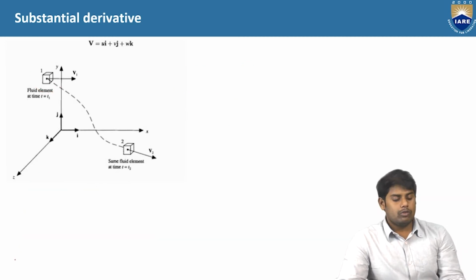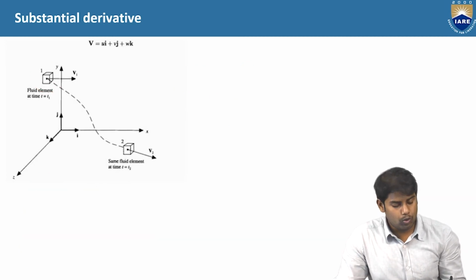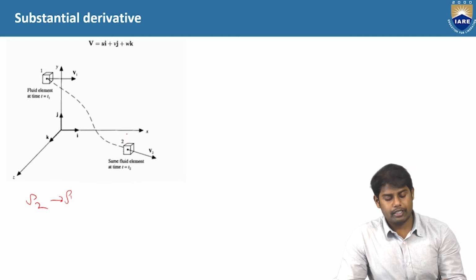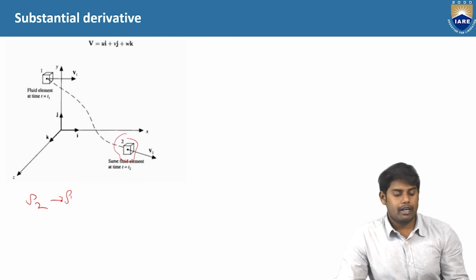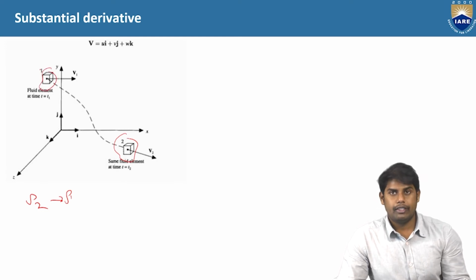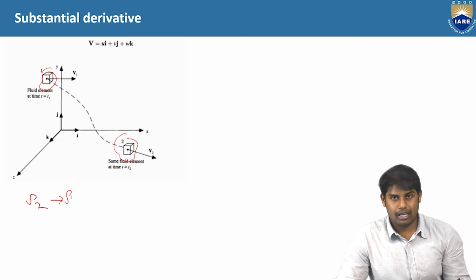Now let's see how to obtain rho 2 with respect to rho 1. The density value at the second point is calculated based on the value of density at the first point, because the value of the density at the next step is based on the initial step, which is nothing but the initial condition.